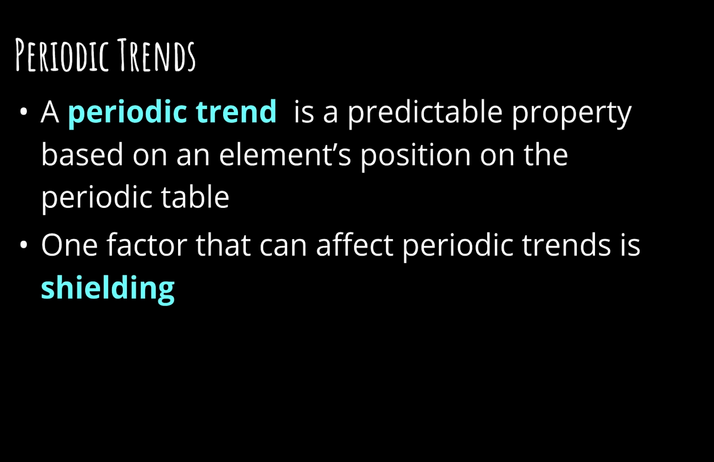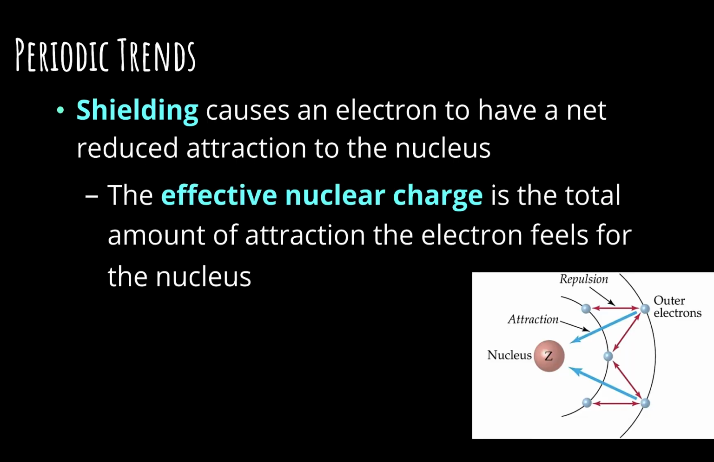A periodic trend is a predictable property that's based on an element's position on the periodic table. One factor that can affect these periodic trends that we're going to talk about in a second is something called shielding. If you have a positive nucleus and then you have all of these negative electrons, shielding causes electrons to have a net reduced attraction to the nucleus.